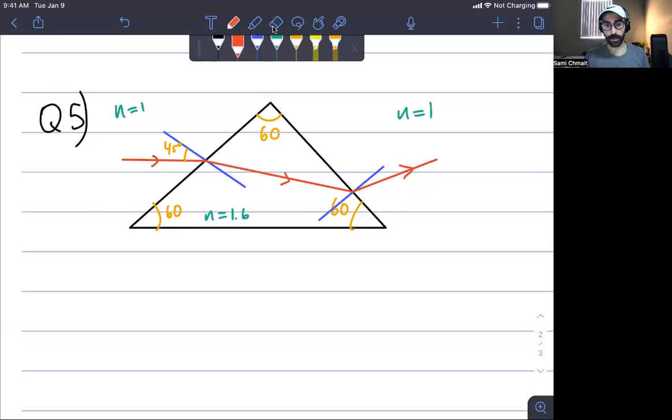So the first thing we're going to do is, well, how should I do this actually? I'm going to label each one first. So let me change colors here. Let's call this theta 2. Let's call this theta 3. Let's call this theta 4. Let's call this theta 5. And this one we'll just call 5.